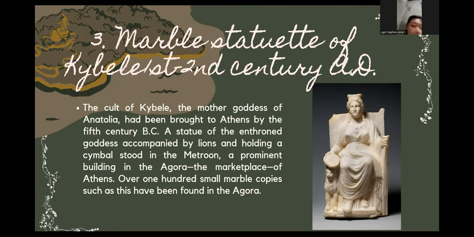For part 27, the marble statue of Kybele is second century. The cult of Kybele, the mother goddess of Anatolia, had been brought to attention by the century BC. A statue of the Anatolian goddess, accompanied by lions and holding a symbol, stood in the midst of a prominent building in the agora, the marketplace of Athens. Over 100 small marble copies have been found in the agora, based on a gold and ivory statue by the Greek sculptor Pheidias or Agoracritus of the late 5th century BC.